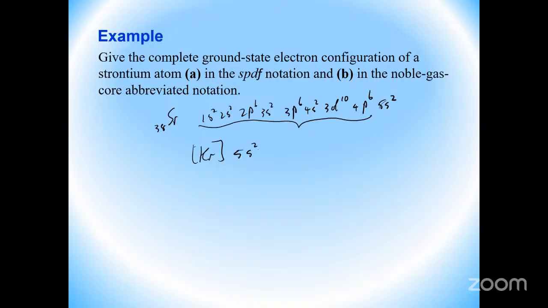Because remember, the s orbitals appear singly, right? So where you have an s orbital in a particular sublevel, there's only one of them. The p orbitals, there are 3 of them, right? The d orbitals, there are 5 of them.